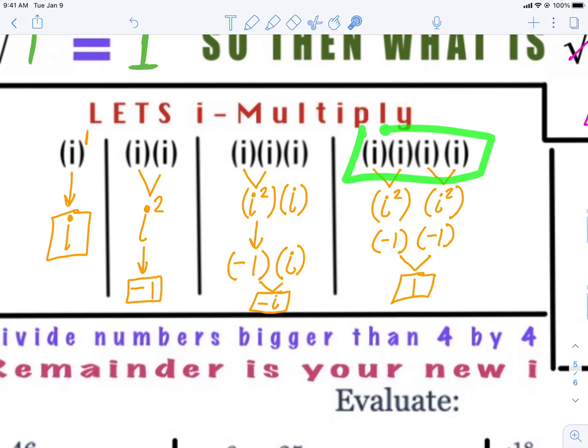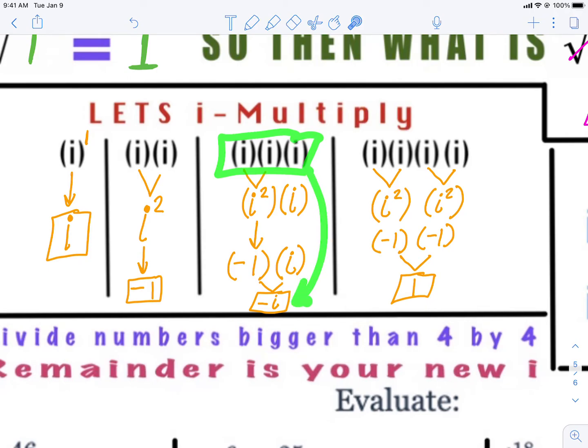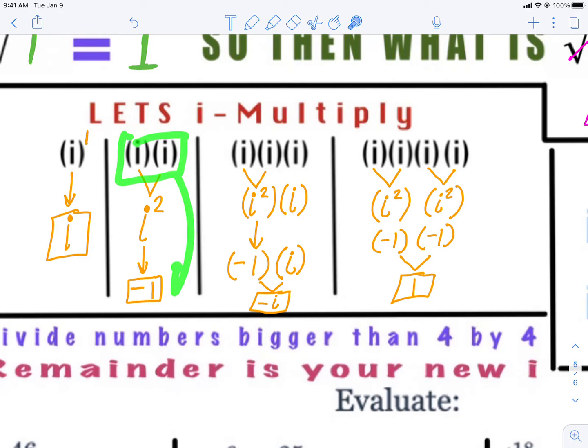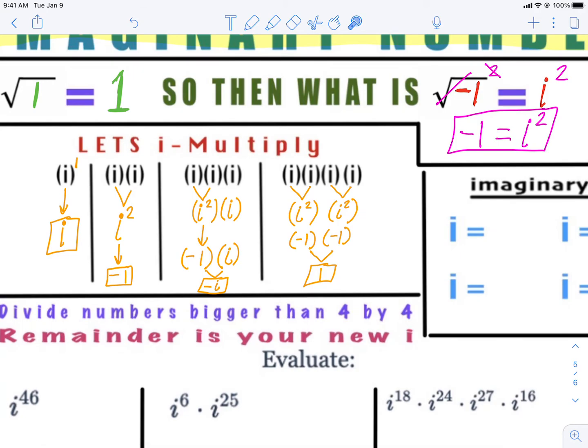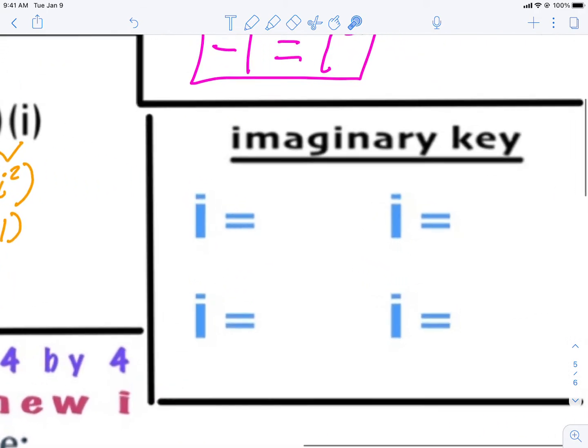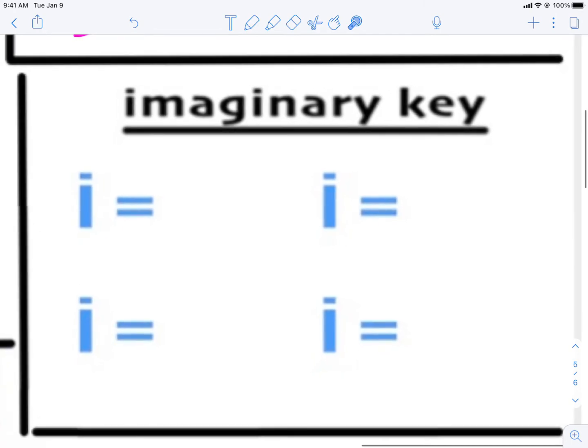4 i's, I to the power of 4 is positive 1. I to the power of 3 is negative I. I to the power of 2 is negative 1. And just I is I. Right? That's a lot of information. So let's make ourselves a little key. This is the key that you guys are going to use for your notes. So here it is right here. Look. Our imaginary key. So let's start.